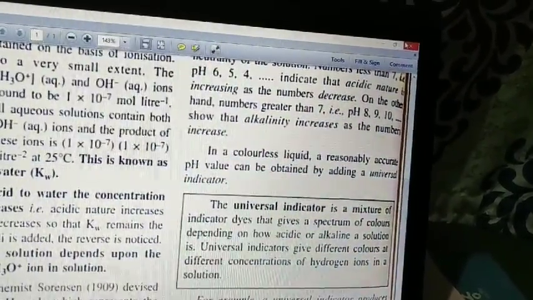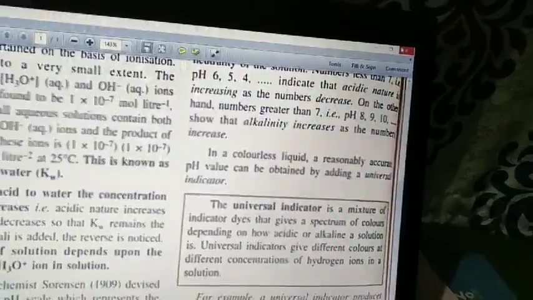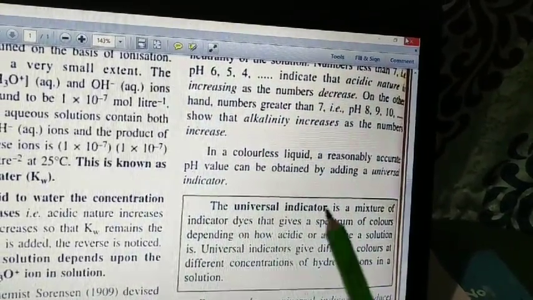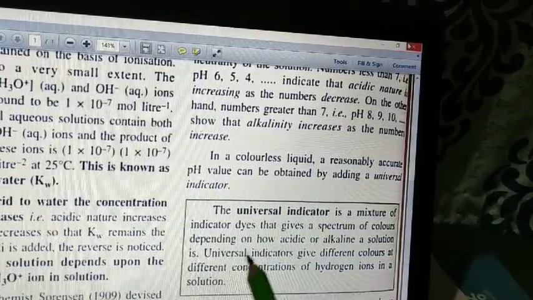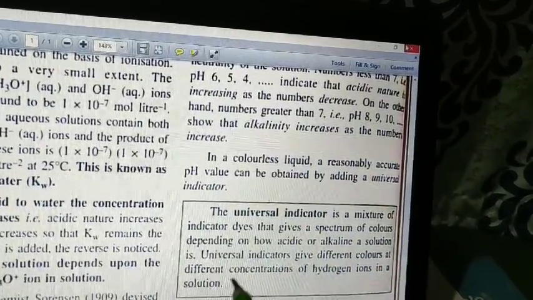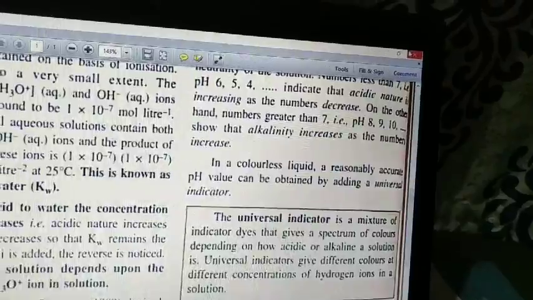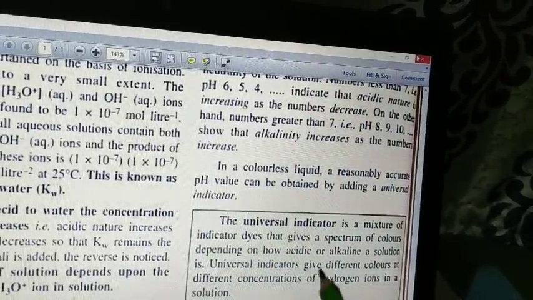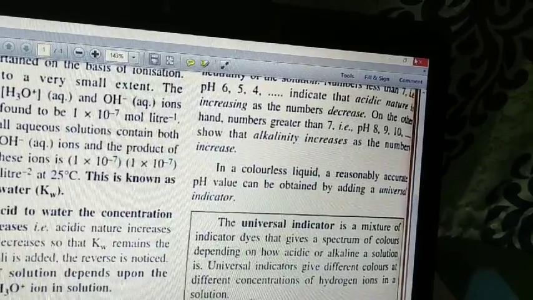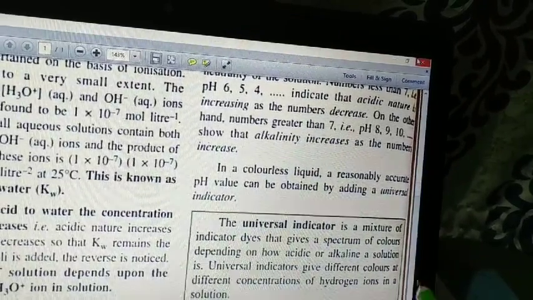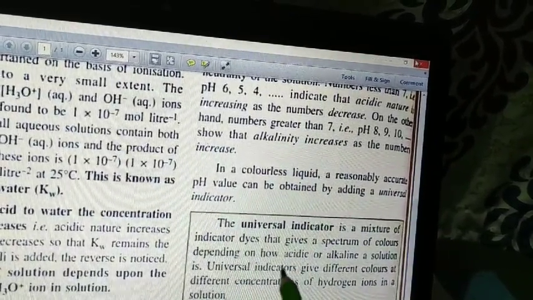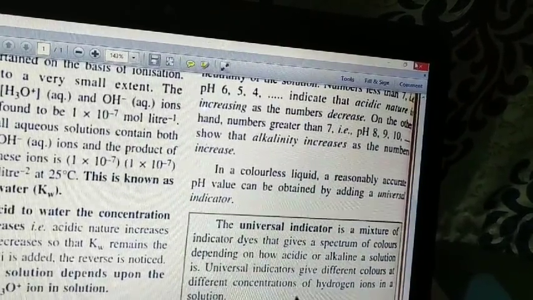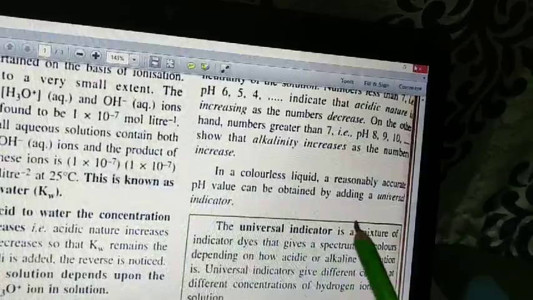Now there is a term called universal indicator. Universal indicator is a mixture of indicator dyes that gives a spectrum of colors depending on how acidic or alkaline a solution is. Universal indicators give different colors at different concentrations of hydrogen ions in a solution. So universal indicator is a mixture of dyes.